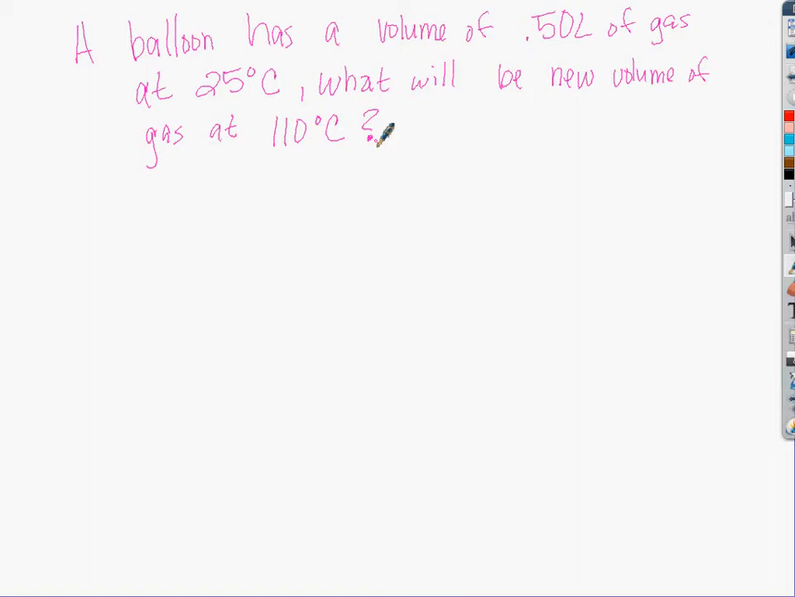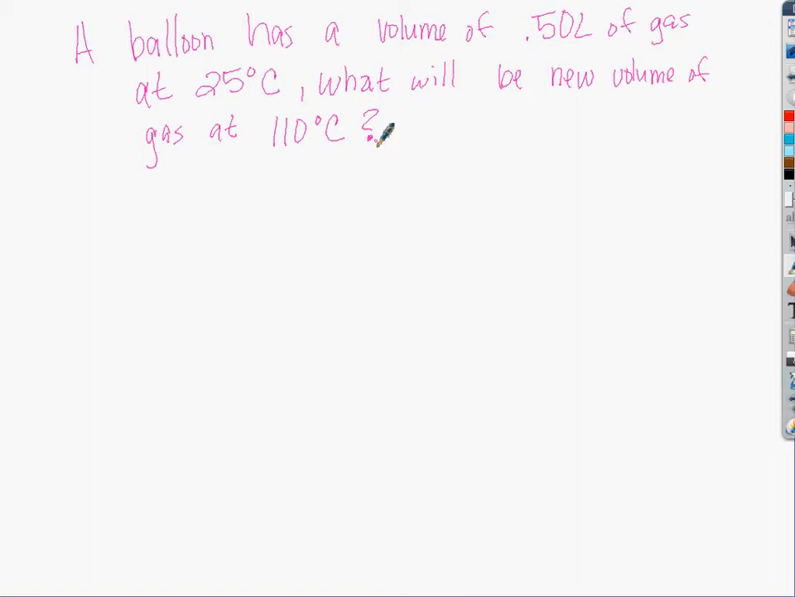I'm not going to blow it up this time. We're going to do a lab probably tomorrow or the next day, putting all this together. So I wanted to be clear on that. We're talking about the volume. We're talking about the volume of the gas.